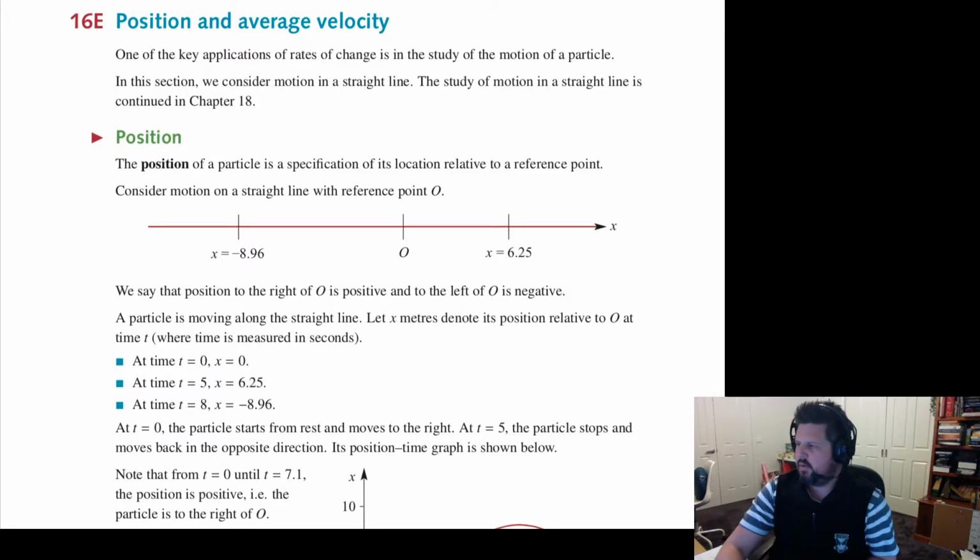If we want to go a little bit further, in this particular case you can see here at the start, at time equals 0, the position might be at x, but it hasn't moved at 0, it hasn't moved to the left or right, it's at position 0.